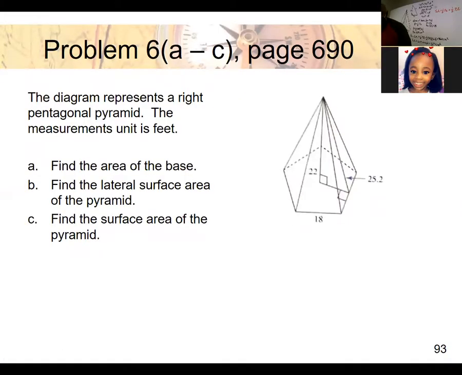Okay, here we go. Here's another one of these. And it is a pentagonal pyramid. And that's what we have here. Here we want to find the area of the base, the lateral surface area, and the total surface area of that pyramid.